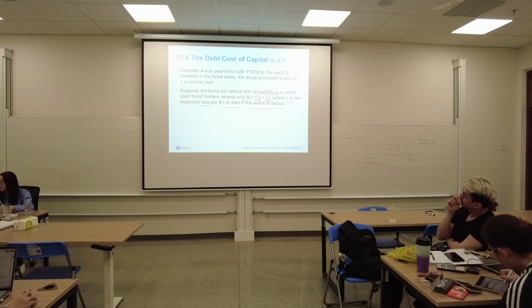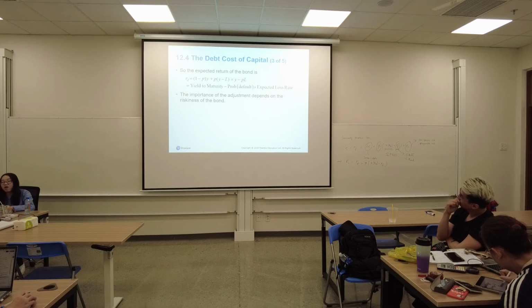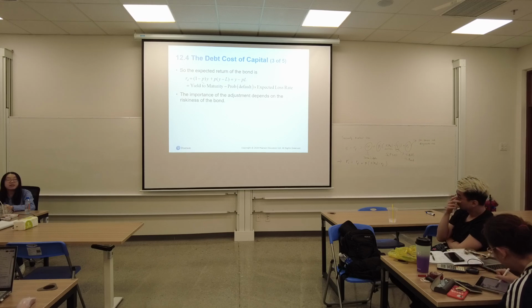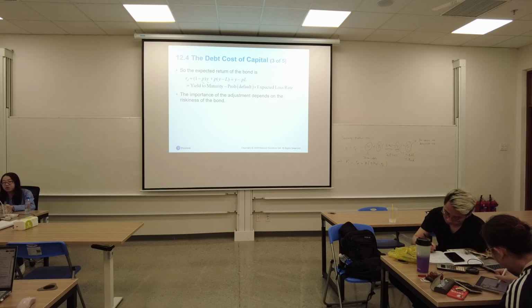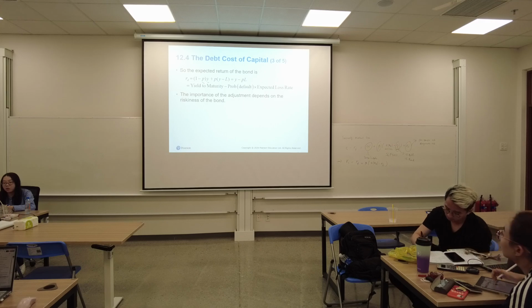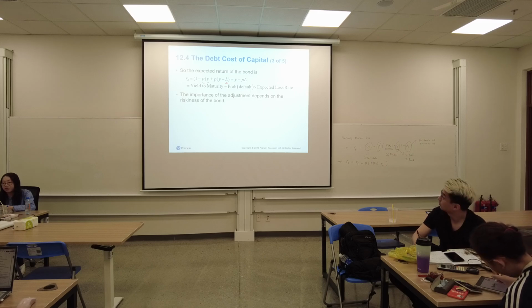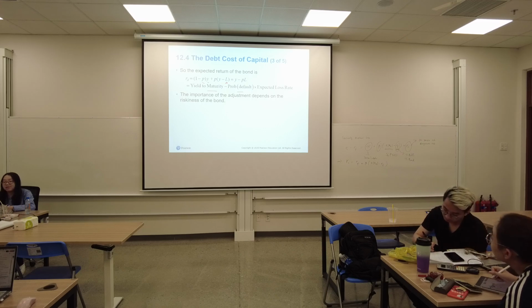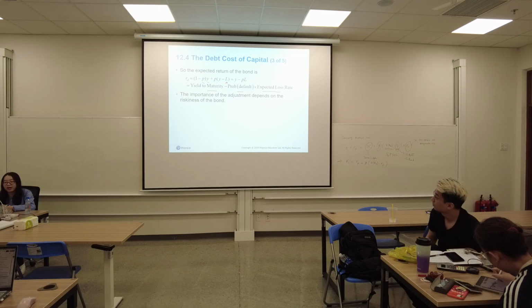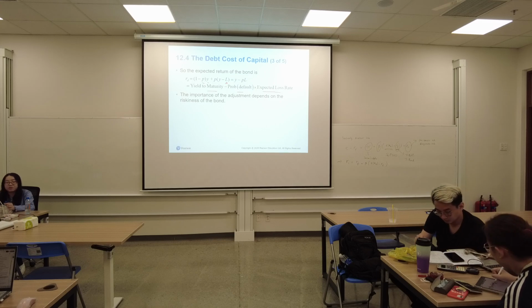So the expected rate of return of the bond, the cost of debt, equals 1 minus P, the probability of default, times the yield to maturity. And in the case of default, we need to take into consideration the expected loss rate. If we rearrange it, it is the yield to maturity minus the probability of default times the expected loss rate. So the adjustment depends on the riskiness of the bond.